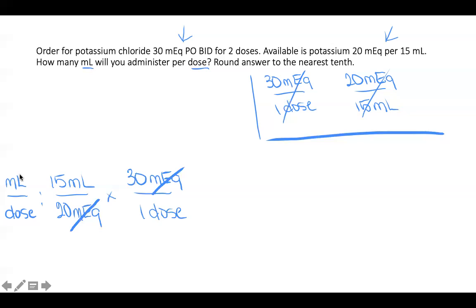So that means I can go ahead and do my math straight across. 15 times 30 is 450. 20 times 1 is 20. And then I'm going to divide 450 by 20, and that gives me 22.5. And my units of measure, again, on the left-hand side of my screen, are milliliters per dose.